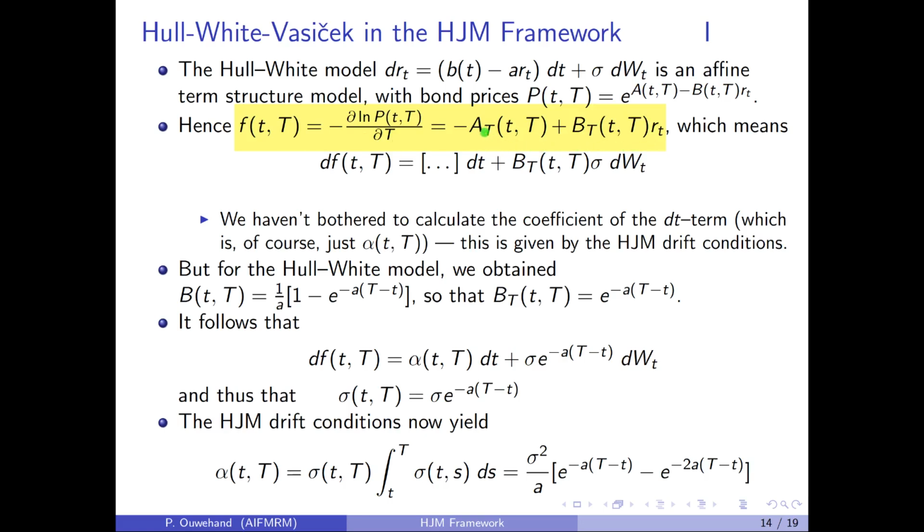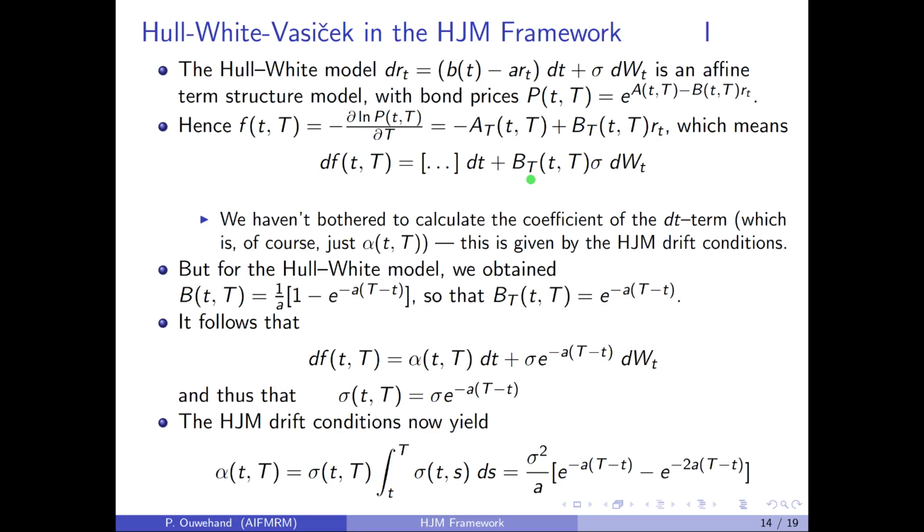Here the subscripts capital T refer to the partial derivative with respect to the maturity variable. In particular, the Brownian motion W occurs only in the short rate, capital A and capital B are deterministic functions, and hence if we take the differential of the instantaneous forward rate, we obtain the following. This sigma dWt comes from the differential of the RT over here, and we haven't bothered to compute the coefficients of the dt term because these will just be given by the HJM drift conditions.